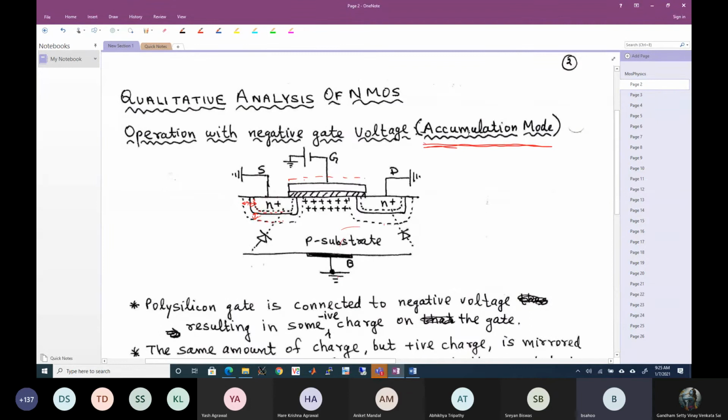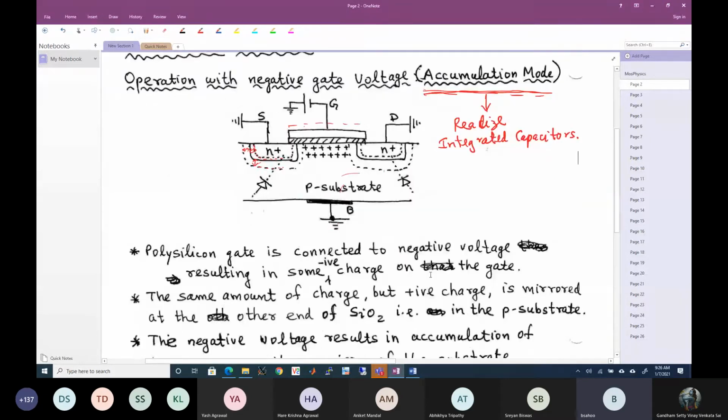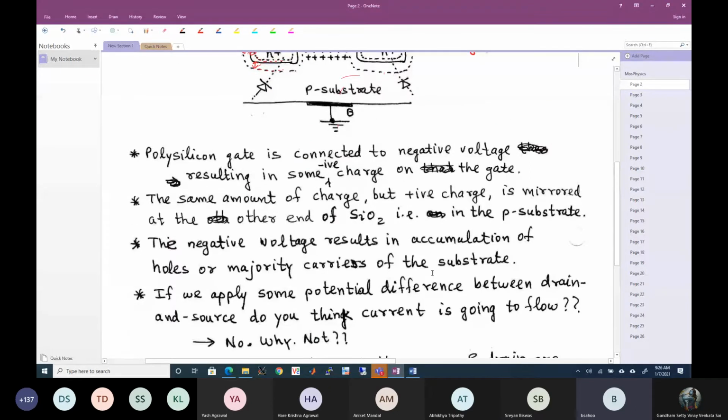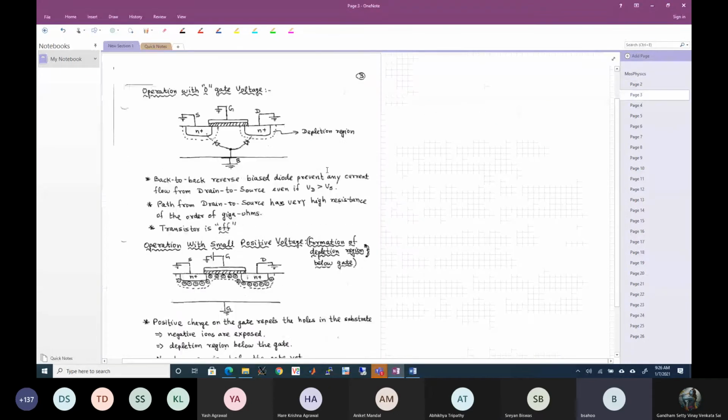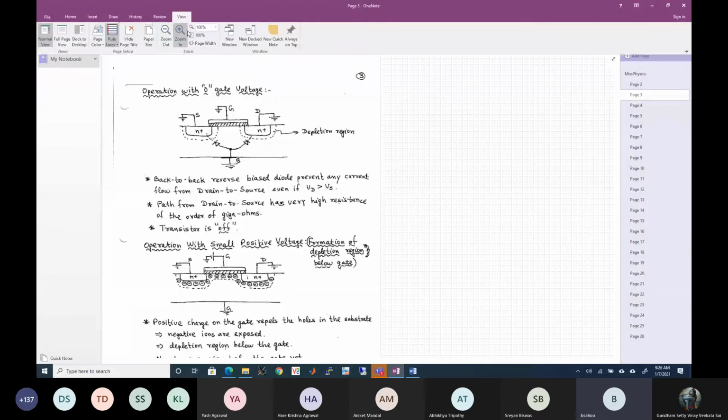Okay, so in the accumulation mode, if there is no current flowing, what is the use of this? This mode is used to realize integrated capacitors. Also, you can use it as a discrete capacitor. If you buy that, you will see that a capacitor is what? Capacity to store charge. So that's why it is called a capacitor. Okay, so now let's move on.